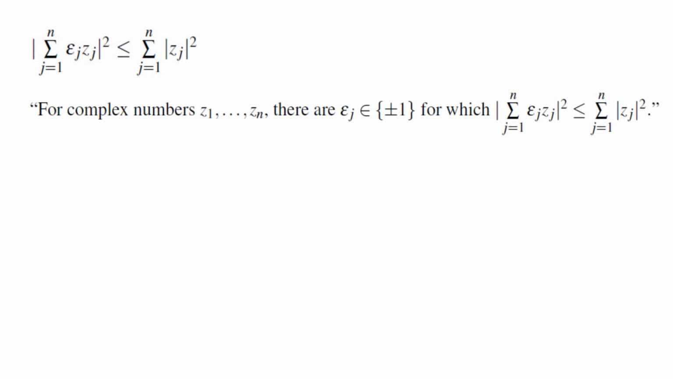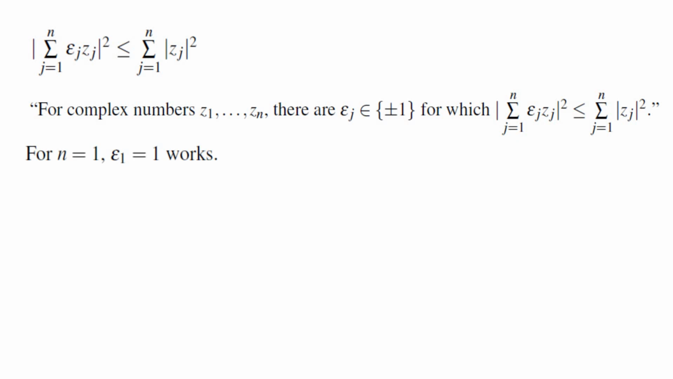For complex numbers z1 through zn, there are epsilon j's from the set plus or minus 1 for which the absolute value of the sum of epsilon j zj, squared, is less than or equal to the sum of the absolute values of zj squared. If we prove this, then we are done with the problem as well, because in the problem they gave us that the sum of the absolute values of zj squared is 1. So if you replace that by 1, we get exactly what we wanted. We are going to proceed by induction.